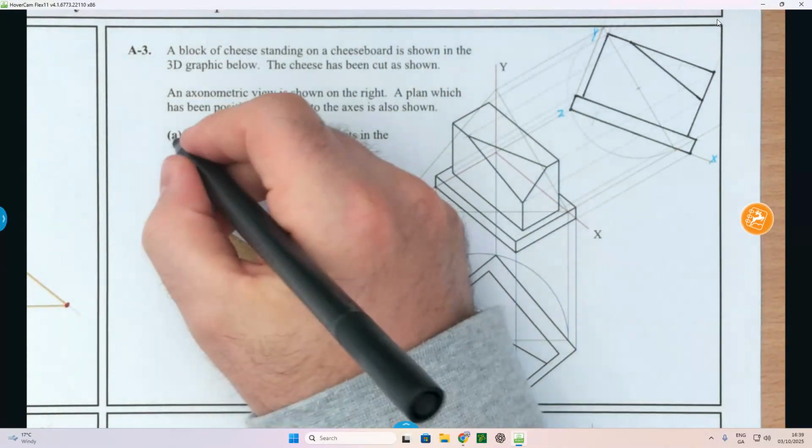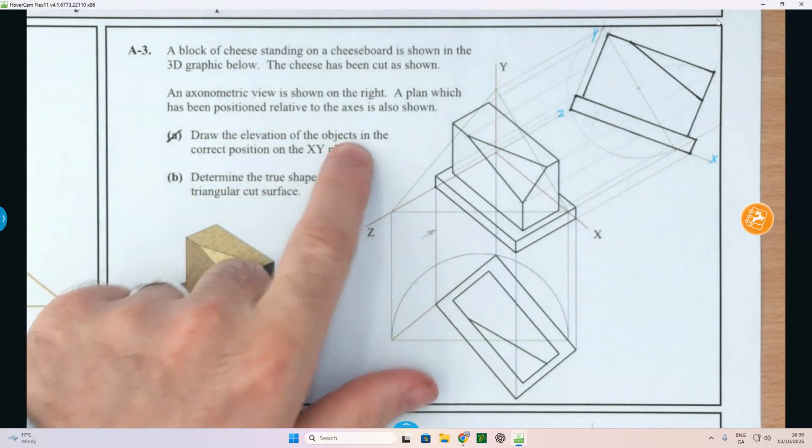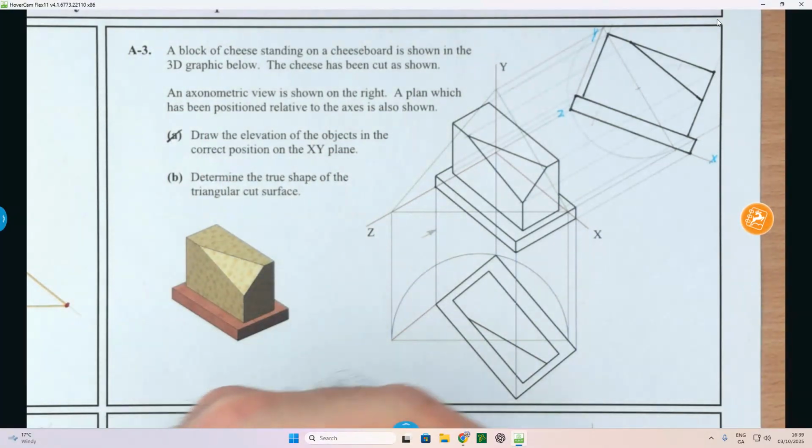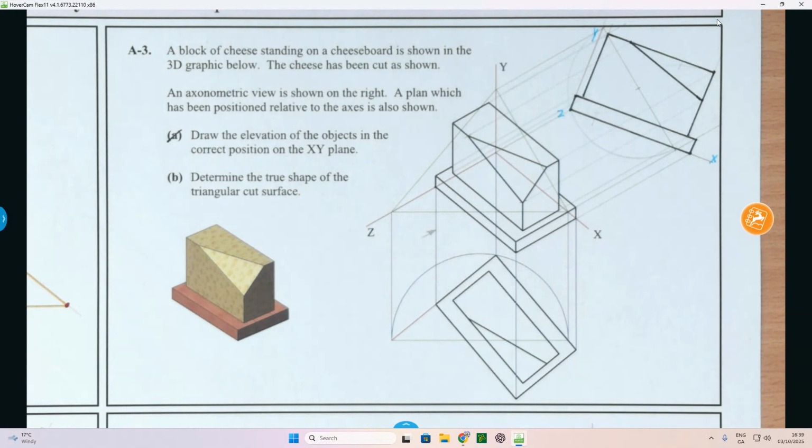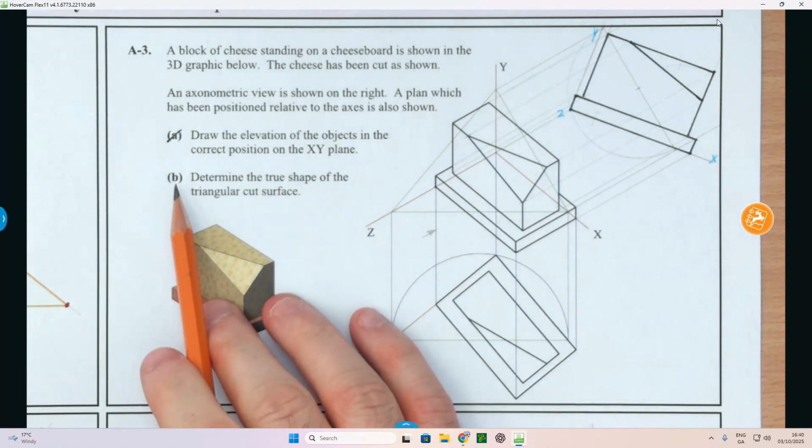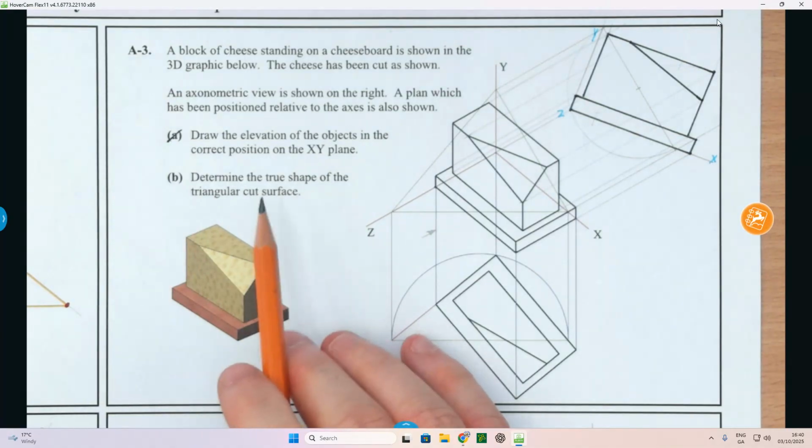Okay, so part A of the question done. Draw the elevation of the objects in the correct position on the XY plane. So I've done that. That's part A of the question done. Now, part B of the question. It says here, determine the true shape of the triangular cut surface.